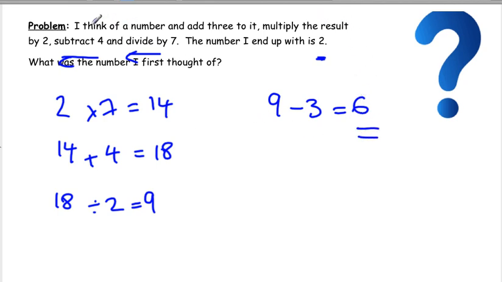Let's just double check. I think of a number, 6, add 3 to it, 9, multiply the result by 2, 18, subtract 4, 14, divide by 7, the answer is 2. We've done it correctly. Hooray.